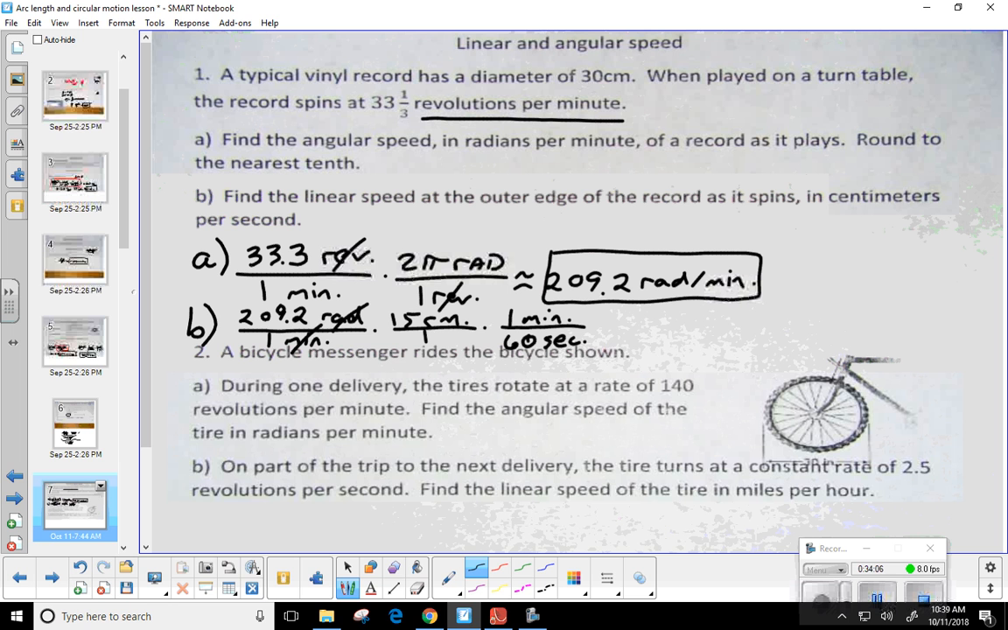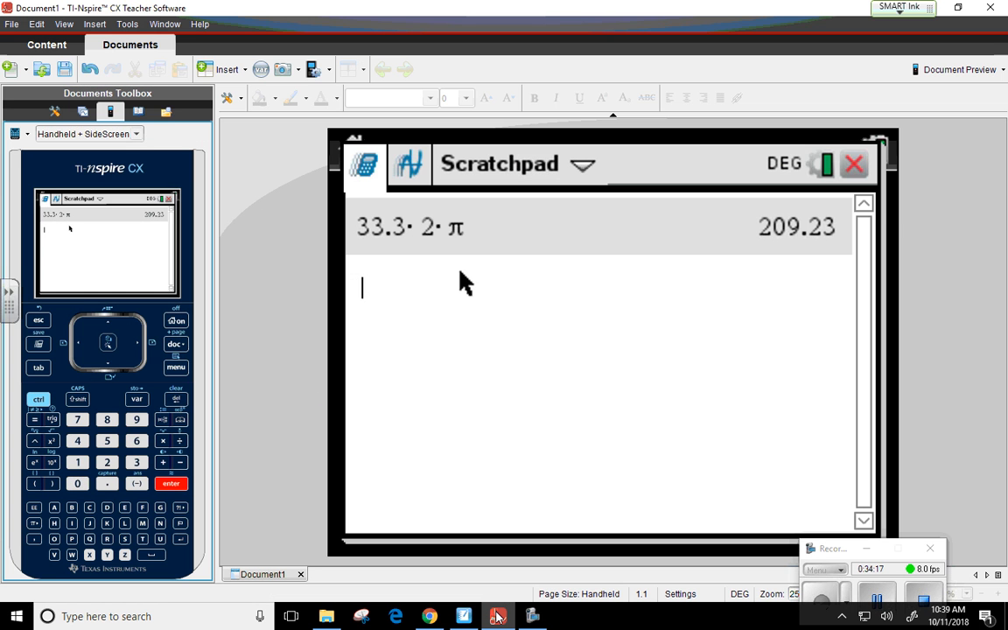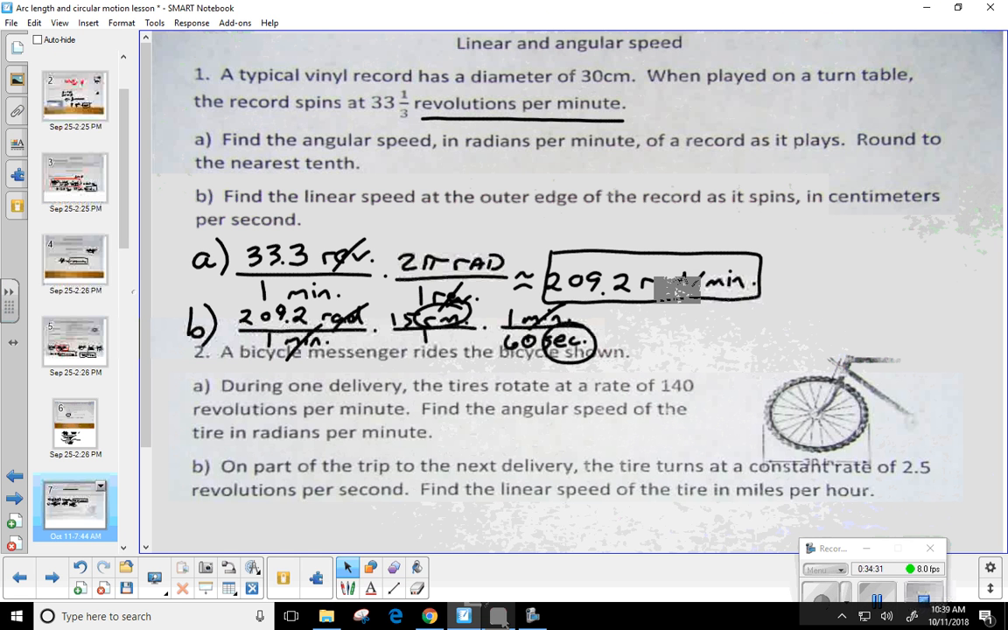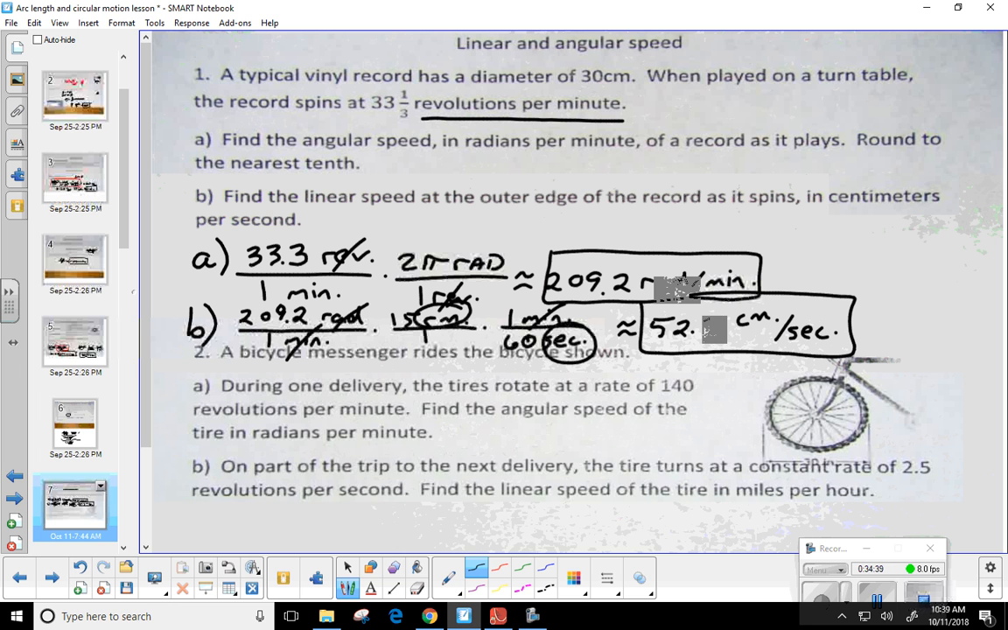Okay, so my minutes are going to cancel. So I do end up with centimeters per second. I just have to multiply the 209.2 times 15 and then do what? I'm going to multiply that by the radius, and then I'm going to divide by 60. So let's say to the nearest tenth, about 52.3 what? 52.3 centimeters per second. There we go. And this is linear and angular velocity.